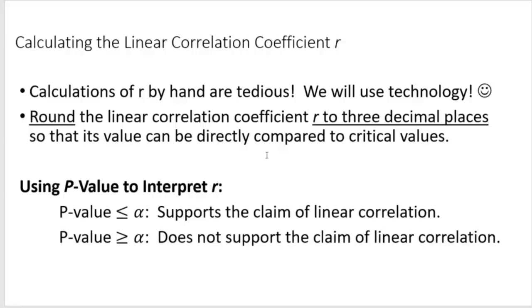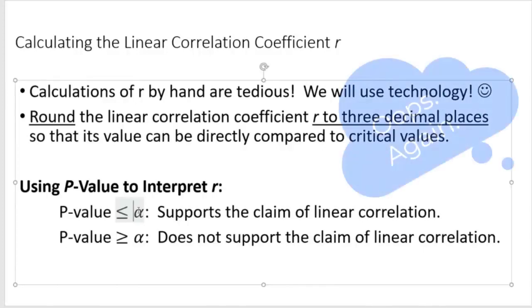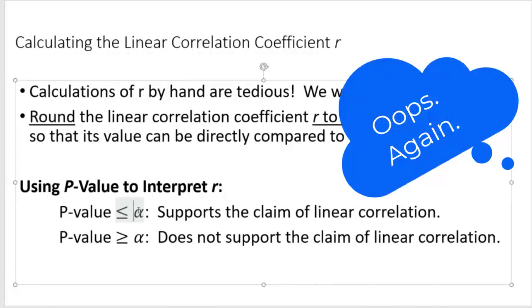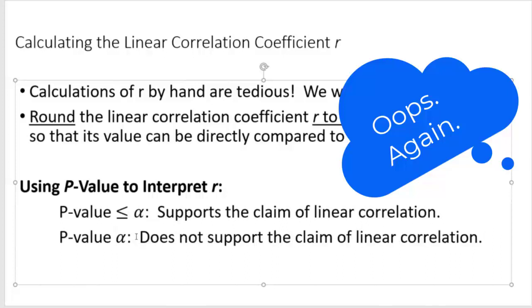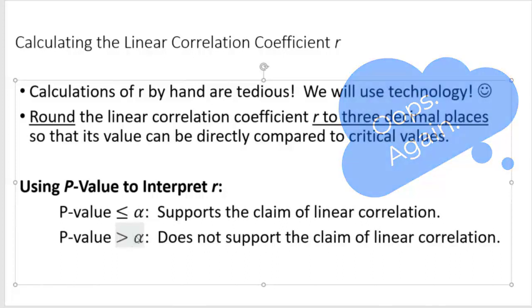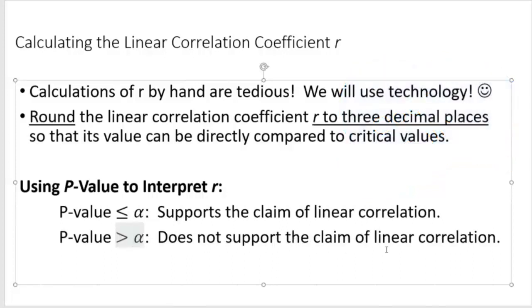The 3 decimal places is so that we can compare that to the critical values that we typically take out to 3 decimal places. And notice these say "or equal to." They cannot be both equal to, so that's got to be a typo. If the p-value is less than or equal to alpha, it does support the claim. If the p-value is greater than alpha, this is the one that should not have it on there, okay? If the p-value is greater than alpha, it doesn't support the claim.